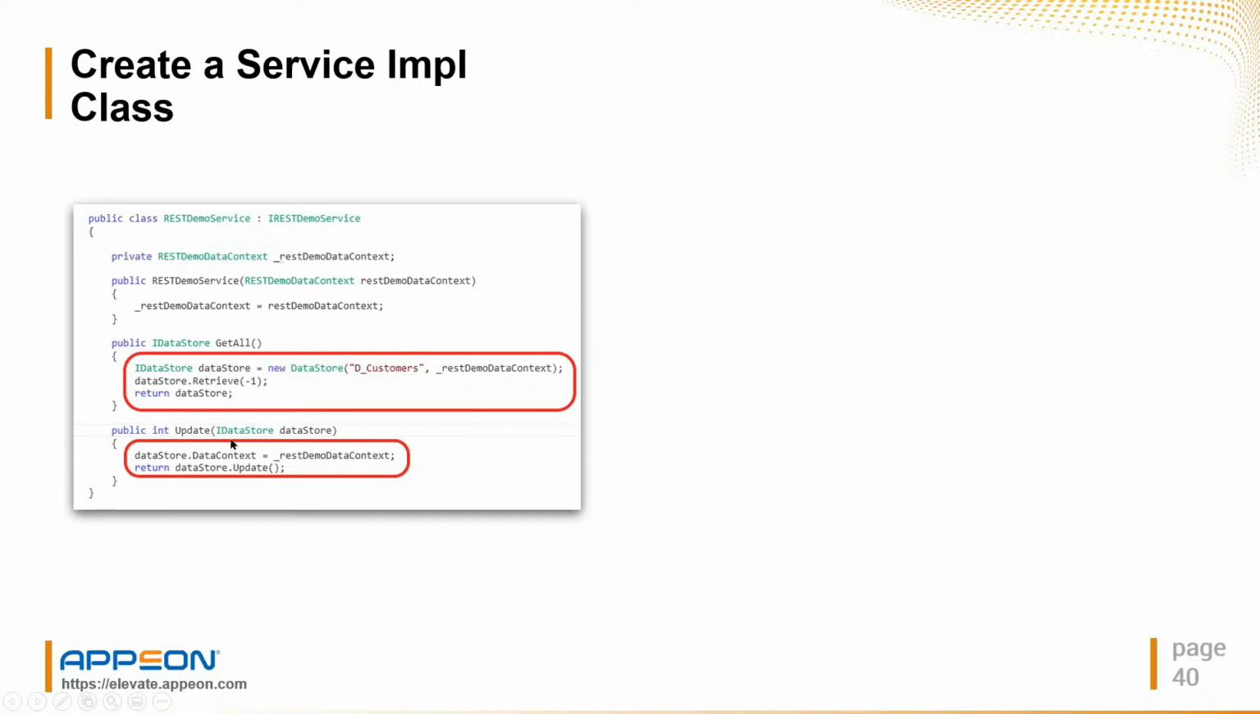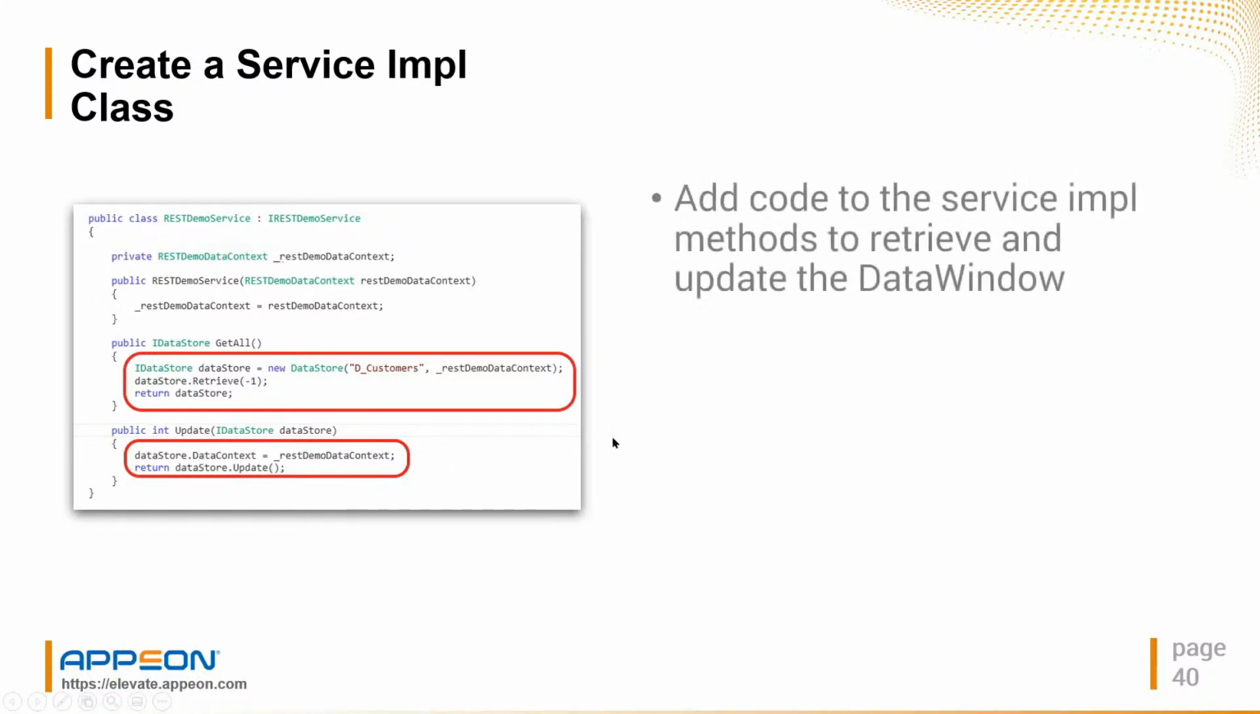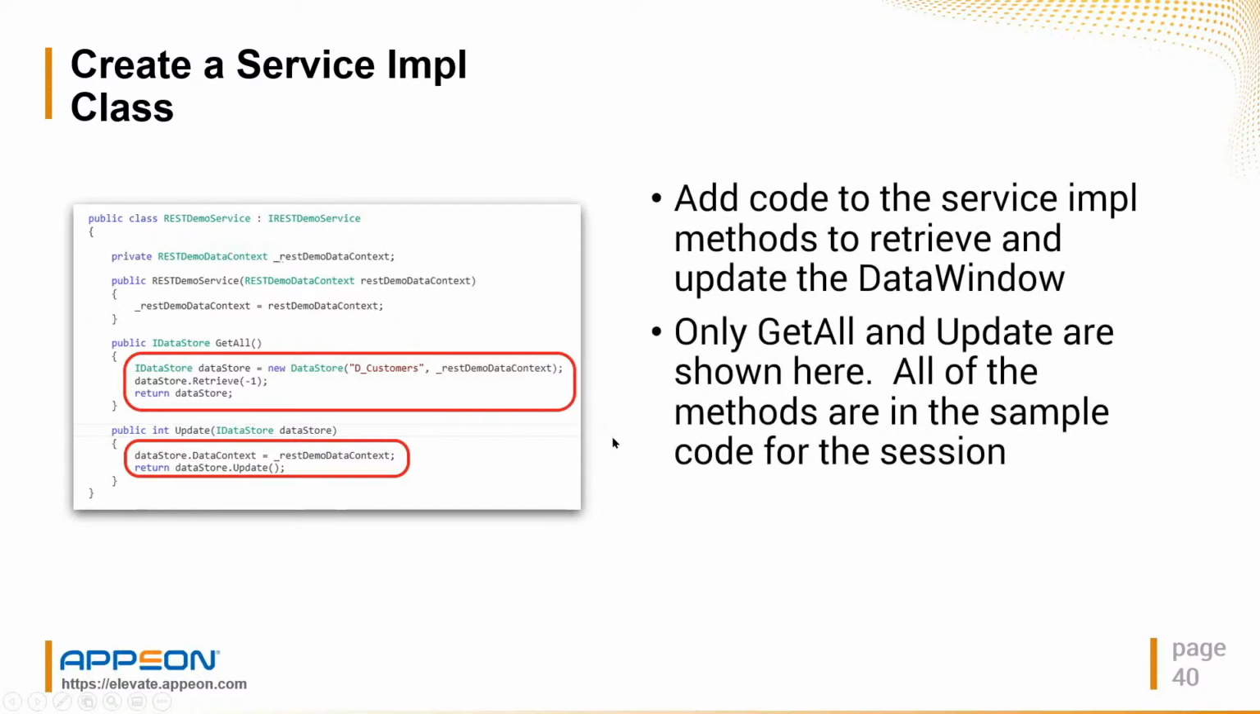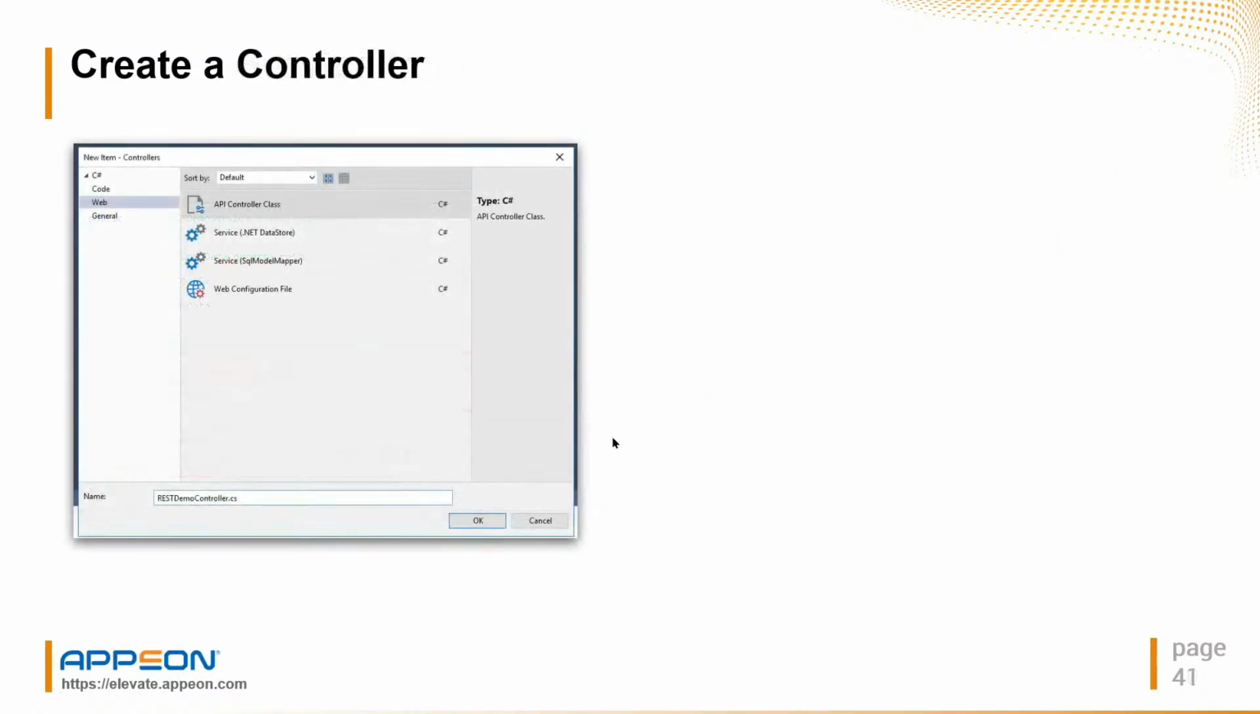Also the update. So the update passes in a data store. I'm going to just take that data store and set the data context, because remember the data store is coming back from the client. It doesn't know anything about a database connection, so we have to remind it, oh, here's your database connection. So we set the data context to give it back its database connection, and we issue an update. That's it. Real simple, very PowerScript-like. Should be pretty easy to pick up. And as I said, all the other methods are in the sample code. I'm not going to go through them right here.